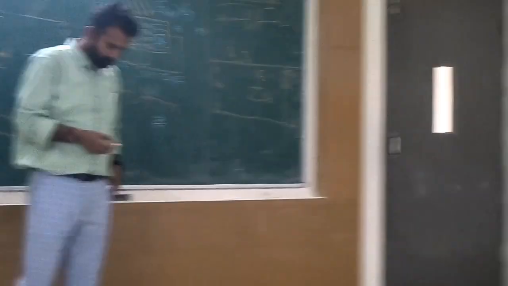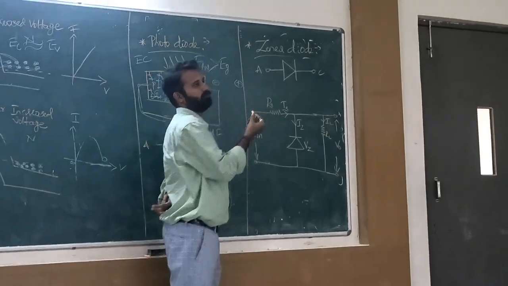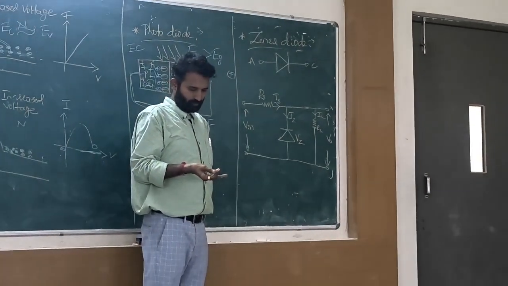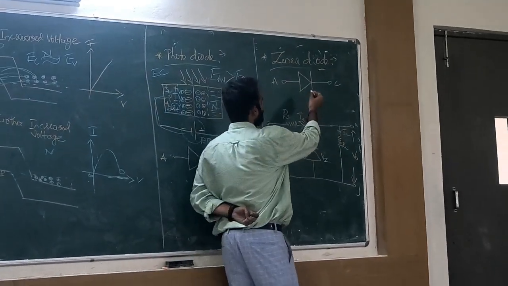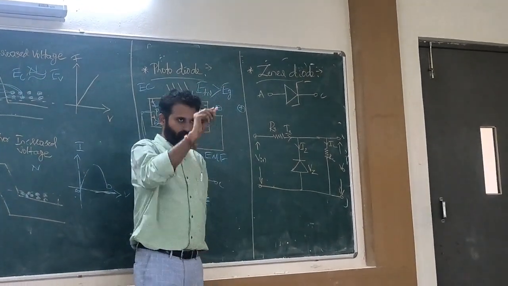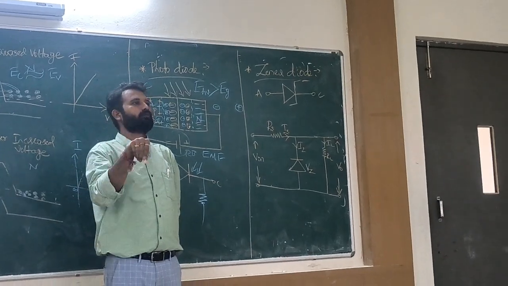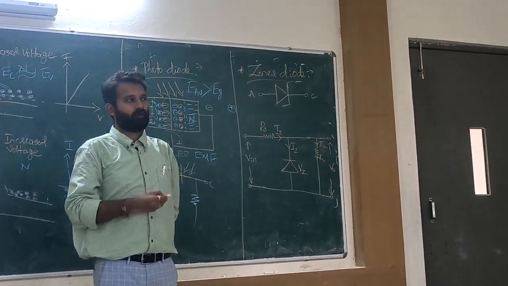Zener diode. I'll directly change the symbol of the Zener diode. How? Which alphabet does Zener diode start with? Z. Make it as Z, like an inverse of Z. You write Z like this, you make it like this. That will become the Zener diode.